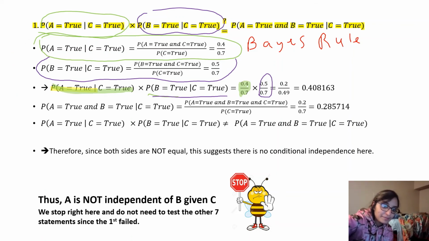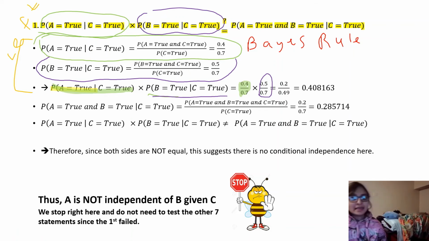This part here, all of this calculation right here was for the left side. It was for this left side here. And now we want to find this probability on the right side, which is A is true and B is true given that C is true.